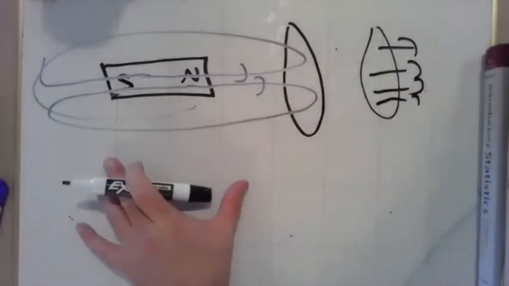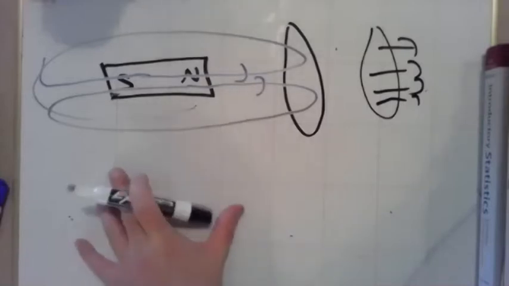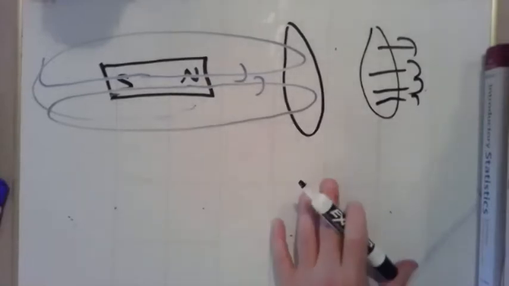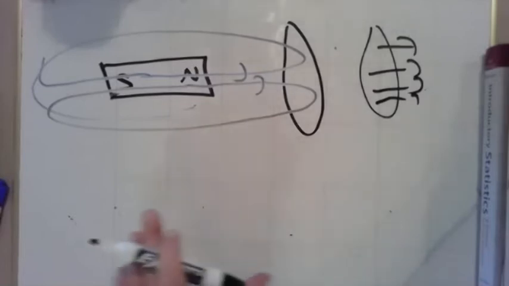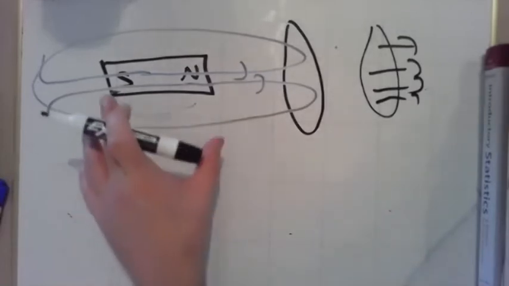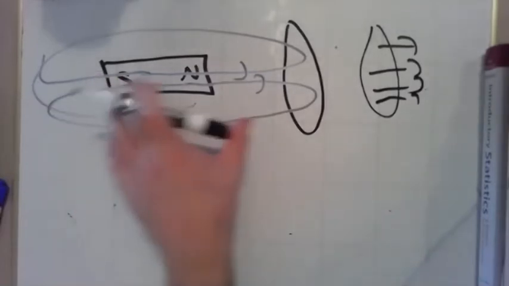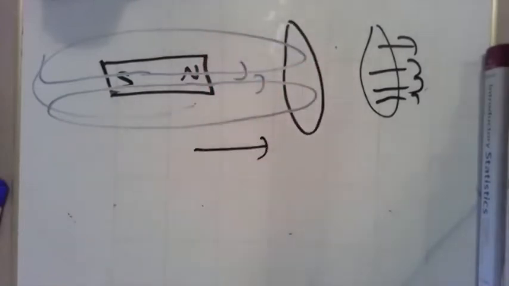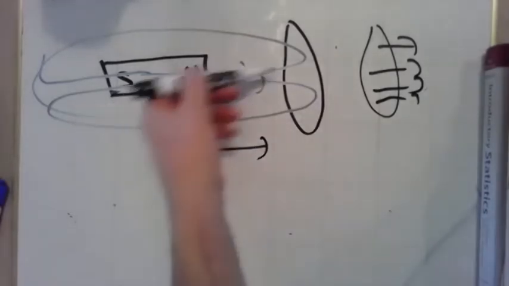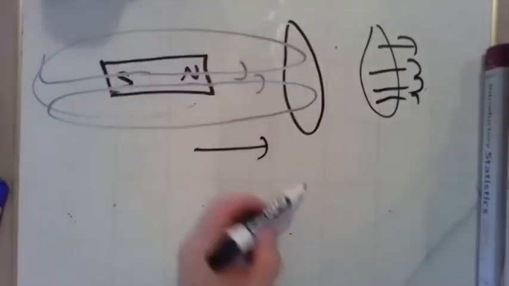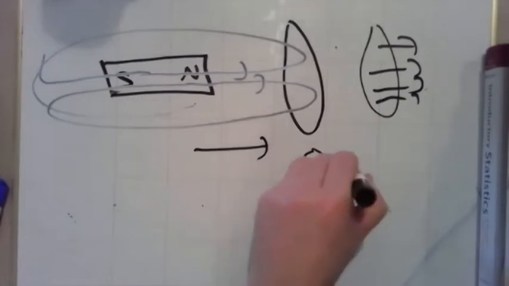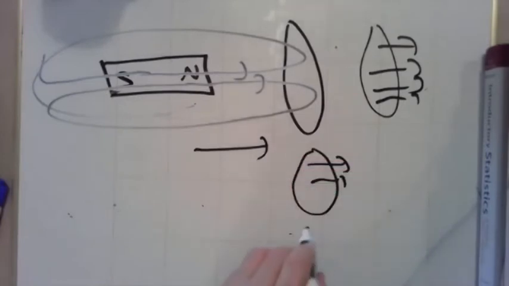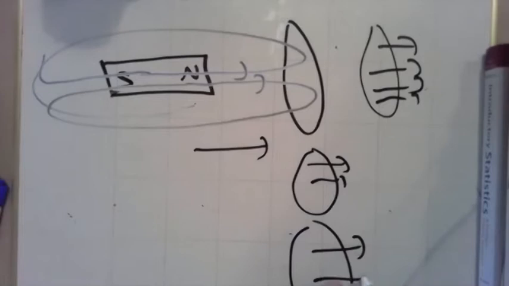There's no induced EMF. Changing magnetic fields cause electric fields. Changing electric fields cause magnetic fields. If B is not changing, nothing happens. But what if I move this magnet in closer? Well, then these flux lines will get denser and denser. So I went from having just a couple of flux lines to having more flux lines.